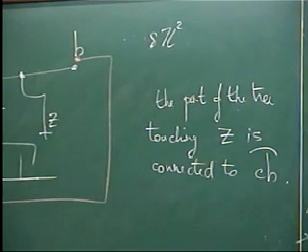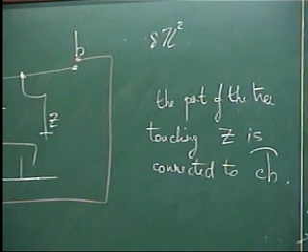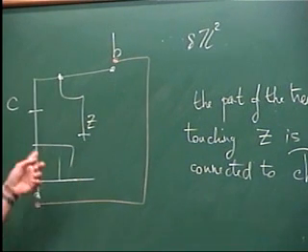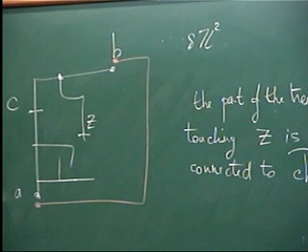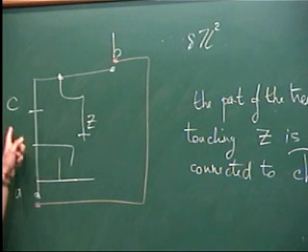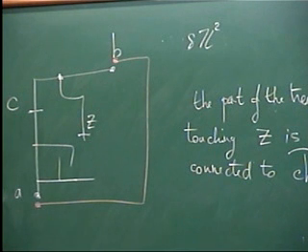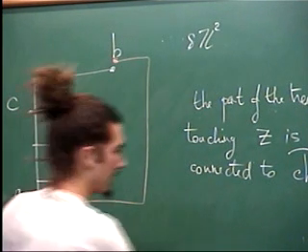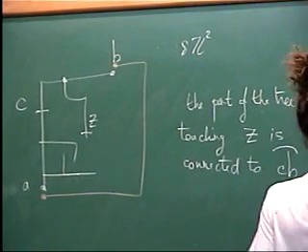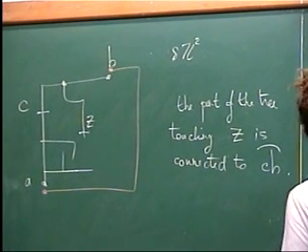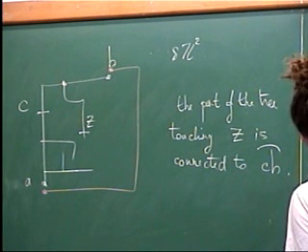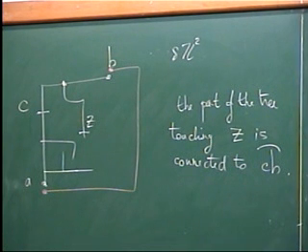Because a priori, the part of the tree that touches Z may be connected to this part or to the other one. So the event we are looking at is that it be connected between B and C. Okay? So let's try to understand the limit when delta goes to 0 of this event.